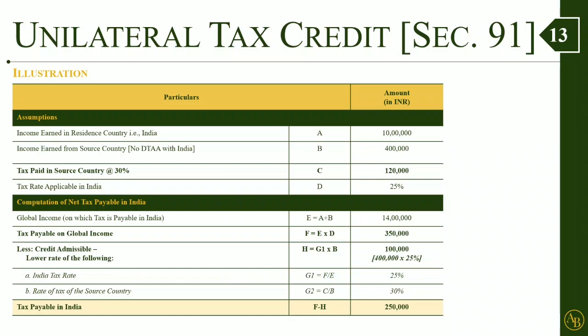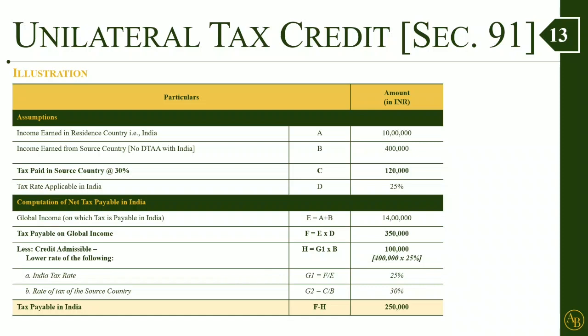As you can see, we have assumed that the income earned by the resident taxpayer in his residence country is 10 lakhs, and the income earned by the resident taxpayer from a source country with which India does not have a DTAA is 4 lakhs. The tax paid by that resident, we have presumed, is 30% on the 4 lakh income, which comes to 1,20,000, and the tax rate applicable in India, which we have presumed, is 25% for the resident taxpayer. Now how will we compute the tax payable in India for a resident taxpayer? The tax in India will be charged on the global income, which will be 14 lakhs, and on 14 lakhs the tax payable would be 25%, that is 3,50,000.